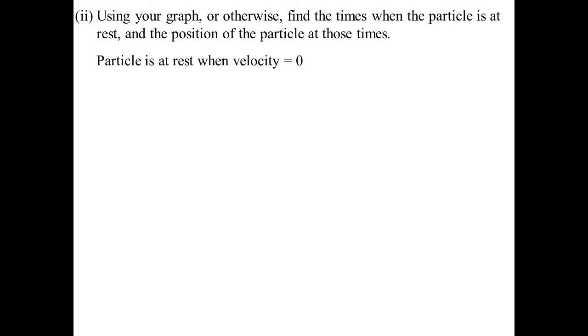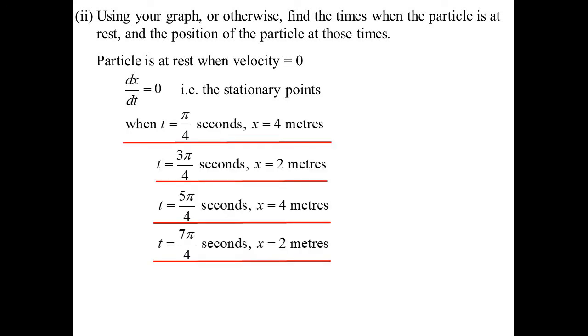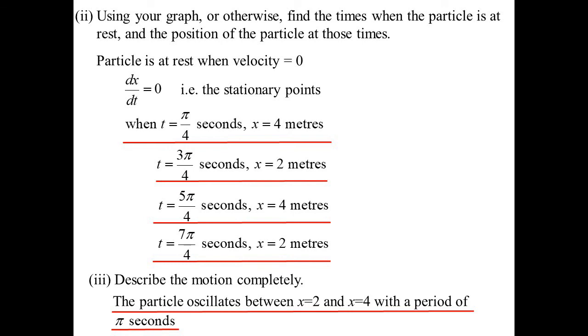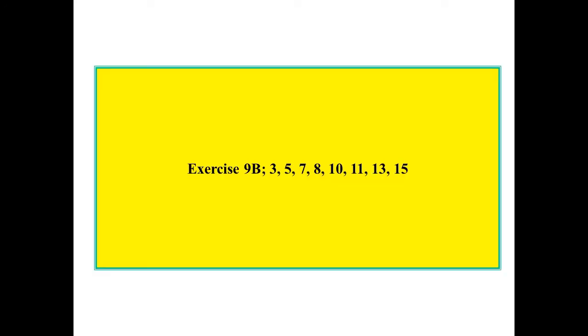Because when is it at rest? Well, it's going to be at stationary points. So I just got to name all of those stationary points. So starts off, t equals pi on 4, then 3 pi on 4, then 5 pi on 4. So much quicker than going and doing the actual calculus and locating those spots. Describe the motion. Oh no, we have to use words. I used a big word: oscillate. The particle oscillates between 2 and 4. Alrighty. 9b.